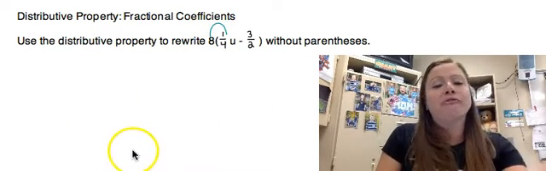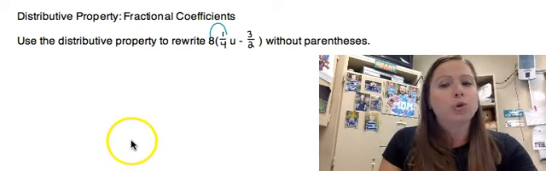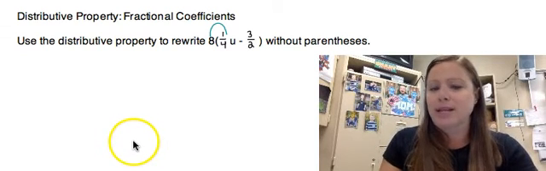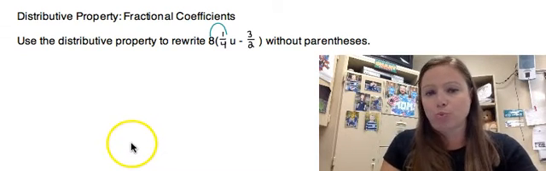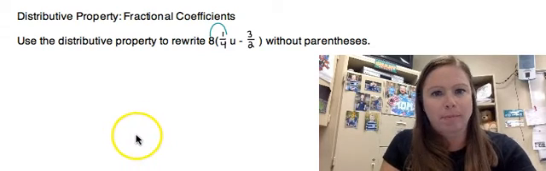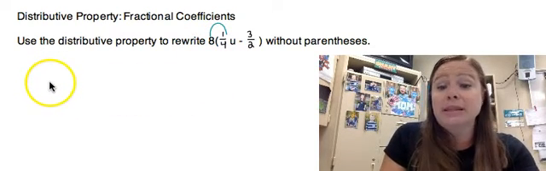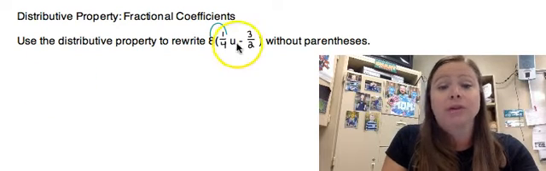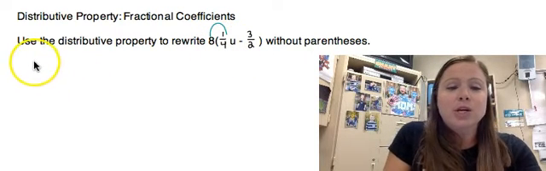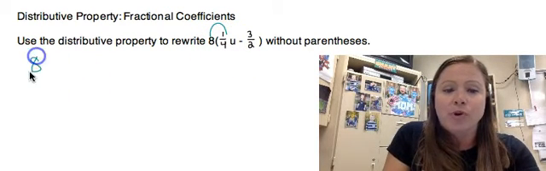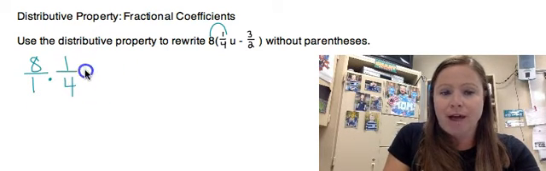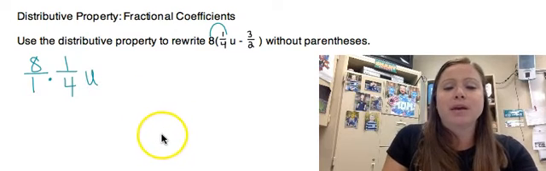Now, when they're fractional coefficients, you probably want to write down more work than you would with integers or whole numbers, because if you're multiplying these by hand and not using a calculator, you're going to need to be able to see this. So 8, remember, is 8 over 1. So I'm going to do 8 over 1 times 1 over 4. And then, of course, I'll have the u next to it.